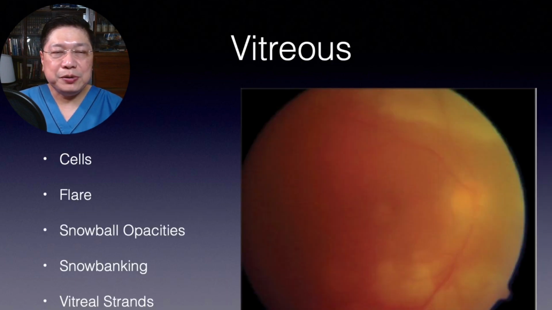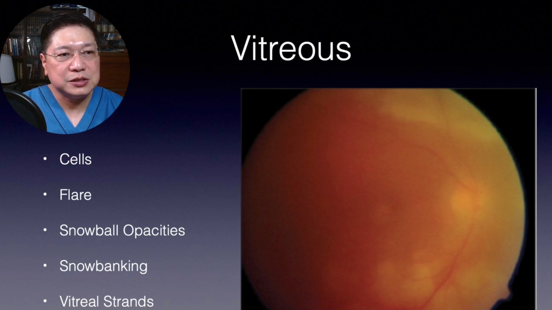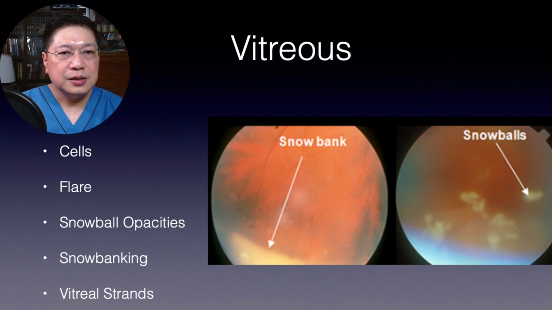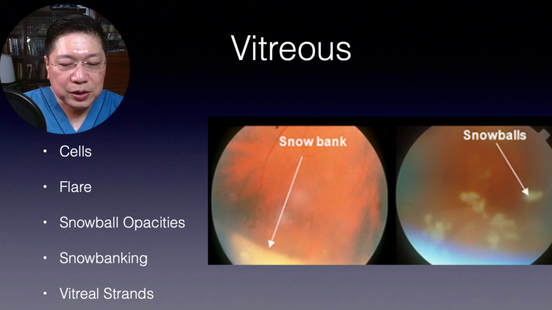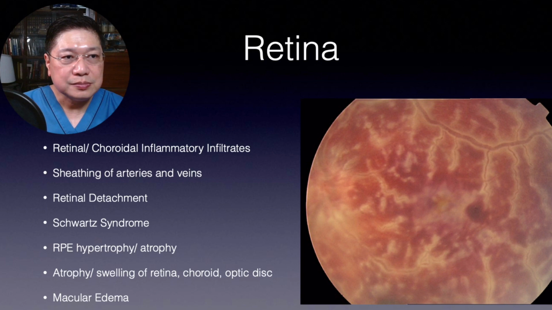But you need to dig deeper. You need to go inside the eye and check the vitreous. You're looking for cells, flares, and what we call snowball opacities. And if there are a lot of snowball opacities, we call it snow banking, and we also see vitreal strands. So snowballs are the smaller ones. The snow bank is the white, basically more of an accumulation of the snowball opacities.